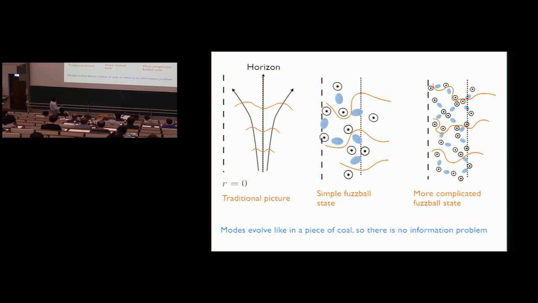But now that you don't actually have a horizon but have some complicated structure, as you go to more complicated fuzzballs, you just see the information getting more and more corrupted inside, the evolution getting more and more corrupted inside here, and so the modes being emitted carry the information of what's here, just the way they would for a piece of coal.